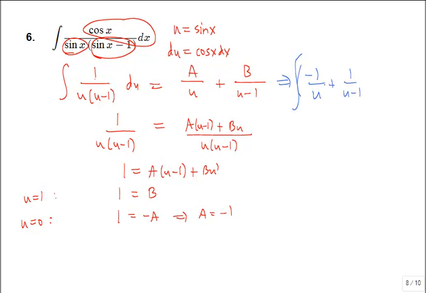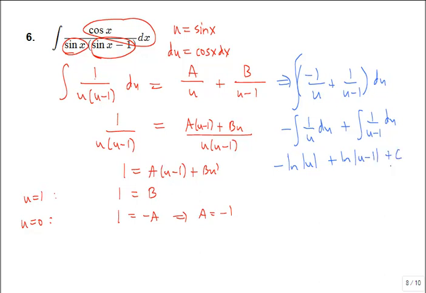So let's integrate these instead. If you need to, you can break this up into 2 separate integrals, negative integral of 1 over u du plus integral of 1 over u minus 1 du. Both of those are stuff prime over stuff, so both of those are ln's. So this is negative ln of u plus ln of u minus 1 plus a c.